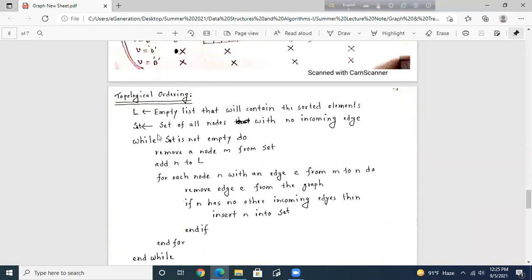And set will contain all the nodes with no incoming edges. That means in the set you have to write some vertices or nodes, but remember that those nodes should not have any incoming edges. So those nodes should not have incoming edges, so that is the set. While set is not empty, do: you have to continue the algorithm, you have to continue the loop until the set is empty. Remove a node M from set.